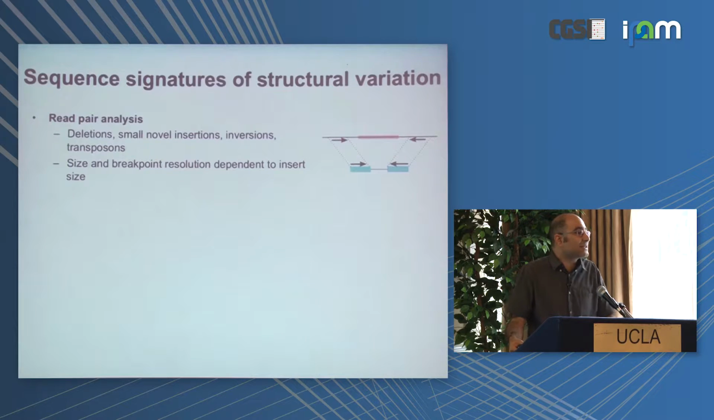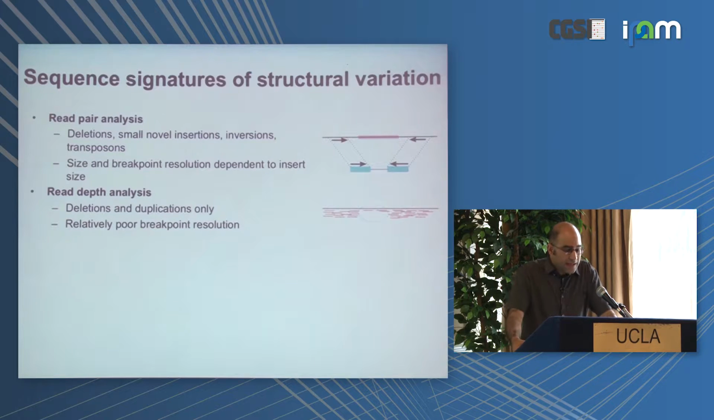It can't exactly tell you the breakpoint, but with a high enough coverage it can get pretty close to the breakpoint of the events. The second signature that's quite commonly used for calling CNVs, specifically deletions and duplications, is read depth analysis. And the idea there is that if there is a copy number change at a particular location, the number of reads that are mapping to that location should change.